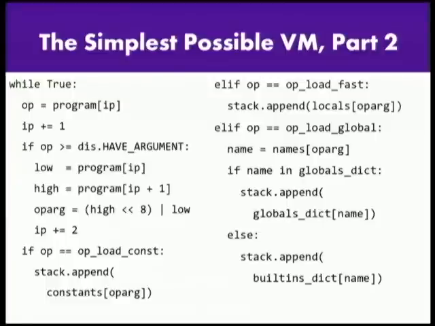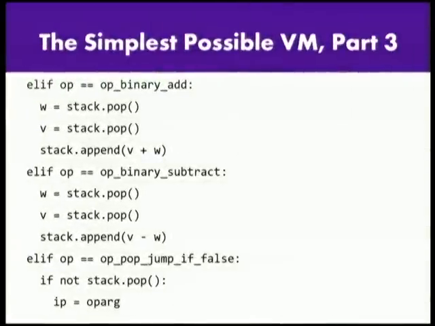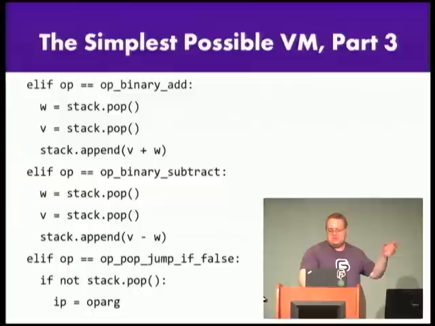Load global, we take the oparg, we index into the names array, that's the name we're going to look up. We look it up in the globals dict, and if we find it, we push that. Otherwise, we look it up in the built-ins dict, and we push that. If it doesn't find it in either place, this will throw an exception. It's not a very robust interpreter, but it is minimal, and it works for that VM, it works for that fib and nothing else.